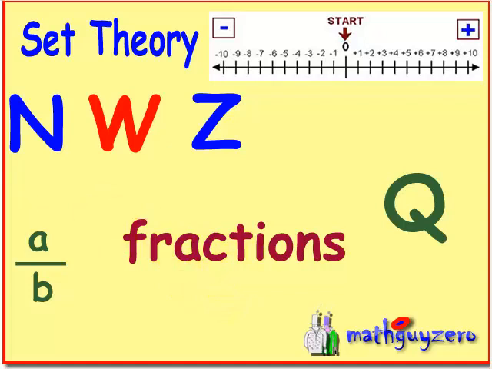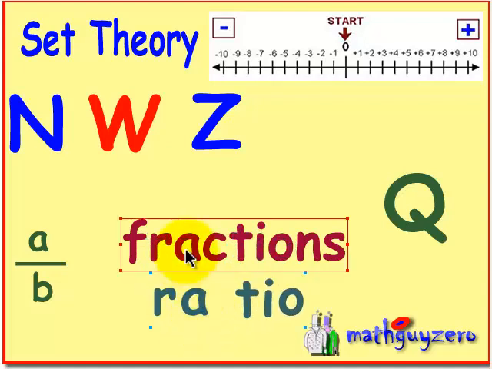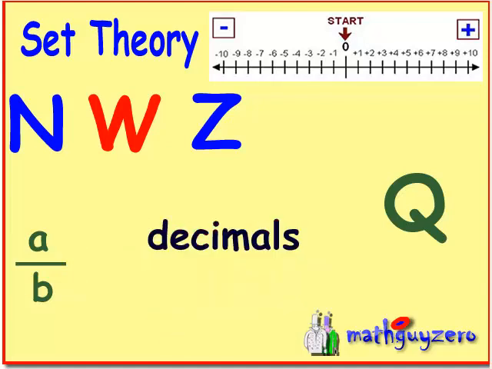So a rational number is any number that can be represented as a ratio or fraction, right? Fractions and ratios. I don't know if you ever noticed this, but the word ratio is embedded in fractions. See that? Isn't that cool? So fractions are ratios.